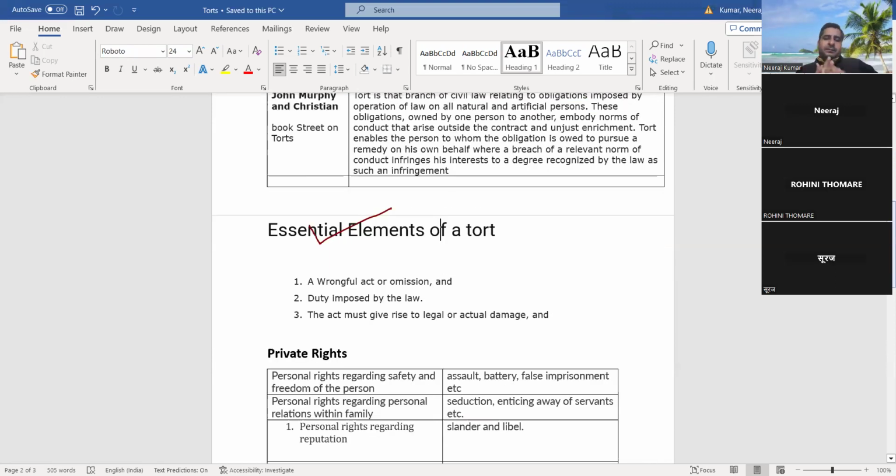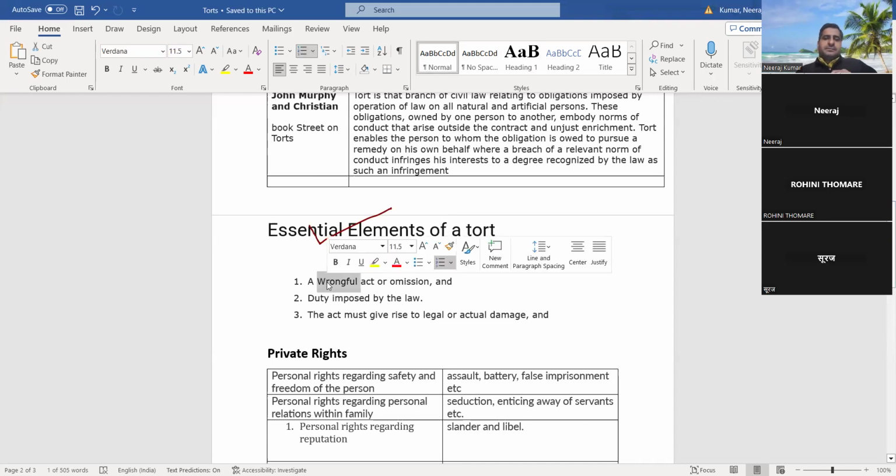Now, when we go a bit deeper, when we talk about a tort, we talk about three essential elements of a tort. First, there is a wrongful act. Something wrongful happened. It may be purposeful or intentional, or not intentional, that's a different thing, but something wrong happened. Second, a duty imposed by the law. And the third one is that the act must give rise to legal or actual damage.